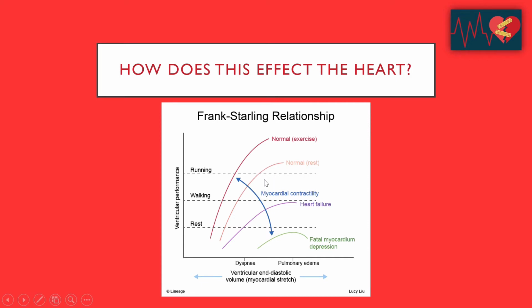Remember, however, there is an optimum level of stretch, and increases in the EDV beyond that point will cause too much stretch, where we can't really produce any more cardiac output, and this is how we get the plateau. The purple line shows what happens in heart failure.